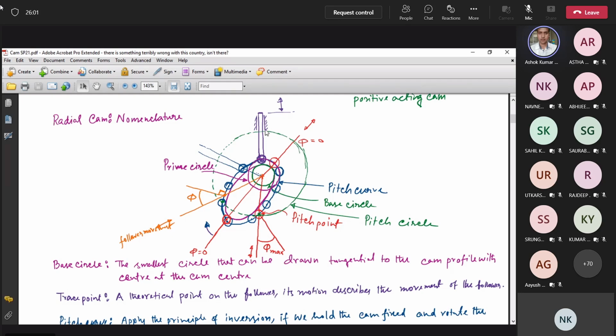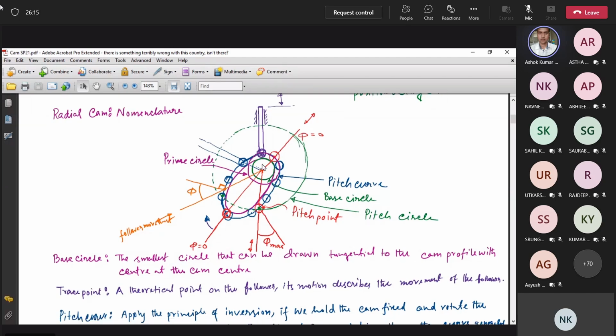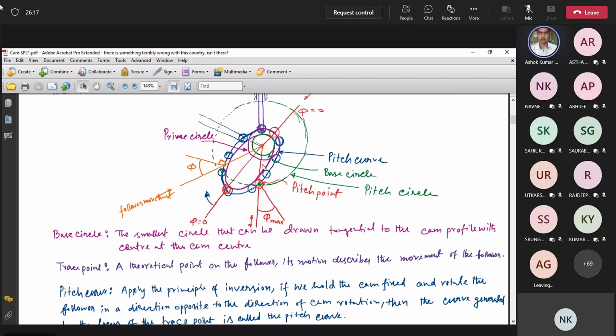So for this roller follower, the hinge point of the roller is the trace point. But for a knife edge follower, the contact point of the knife with the cam is the trace point. Okay. Now we go to the next definition, which is called pitch curve.